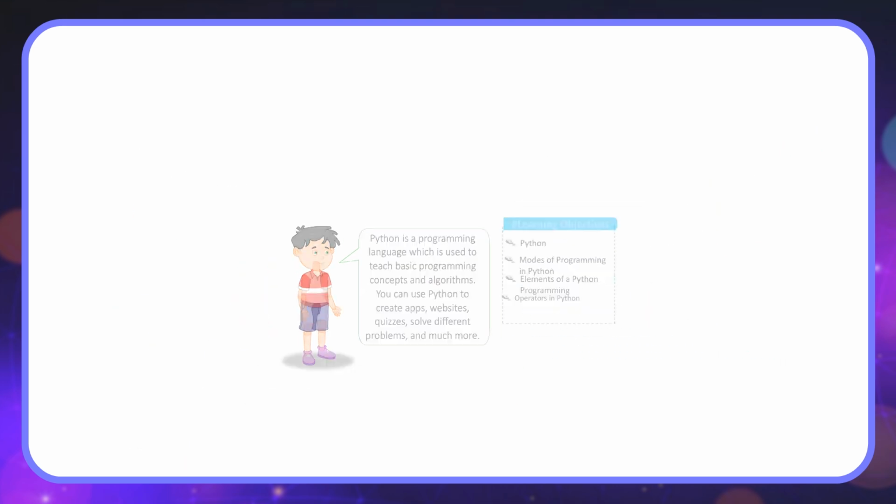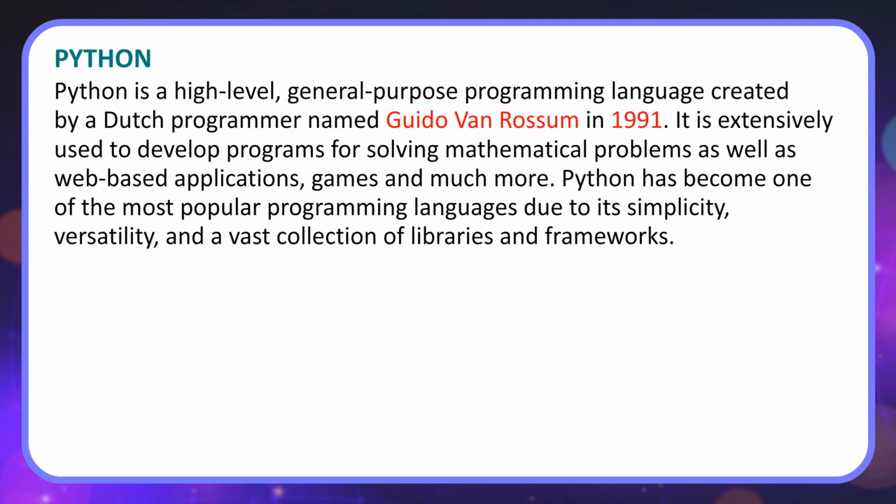Operators in Python. Python. Python is a high-level, general-purpose programming language created by a Dutch programmer named Guido van Rossum in 1991. It is extensively used to develop programs for solving mathematical problems as well as web-based applications, games and much more. Python has become one of the most popular programming languages due to its simplicity, versatility, and a vast collection of libraries and frameworks.